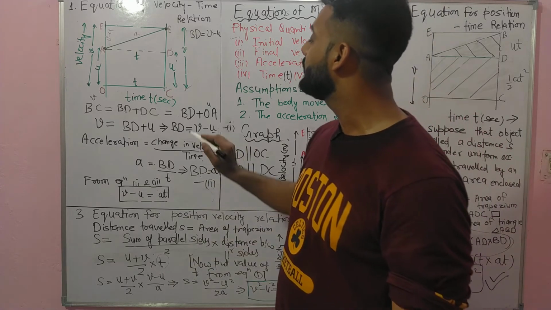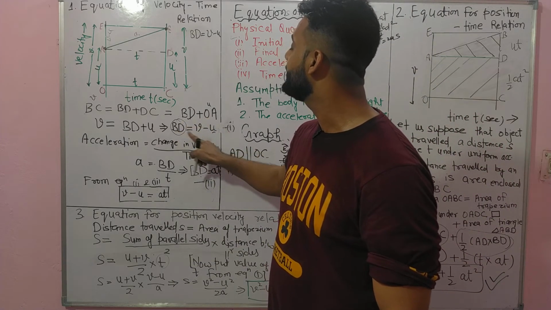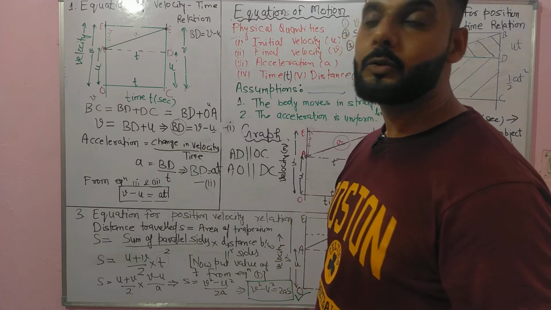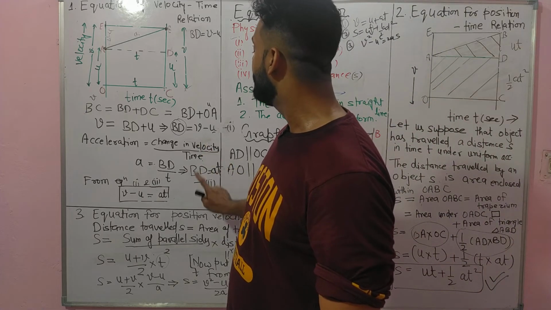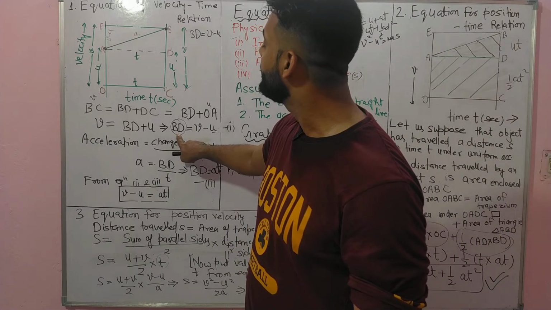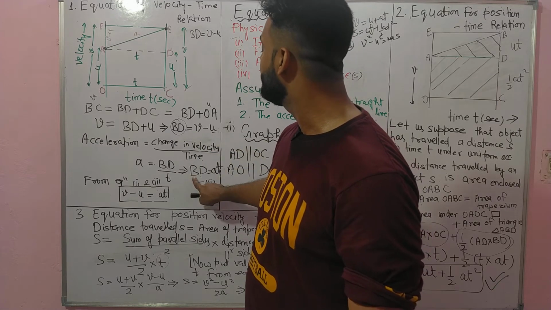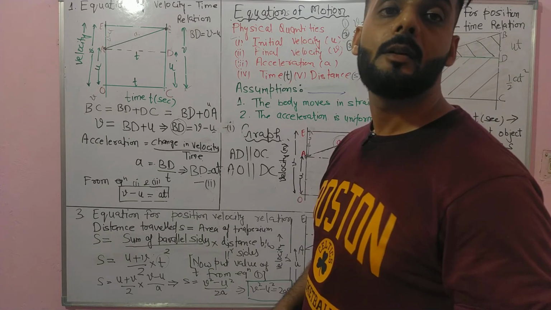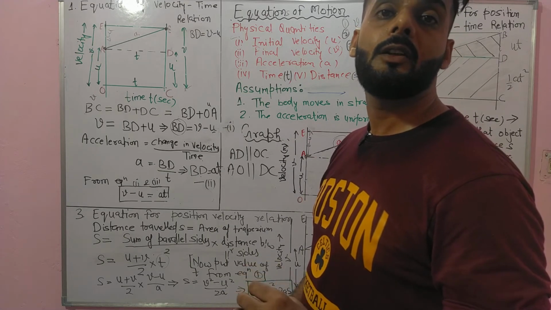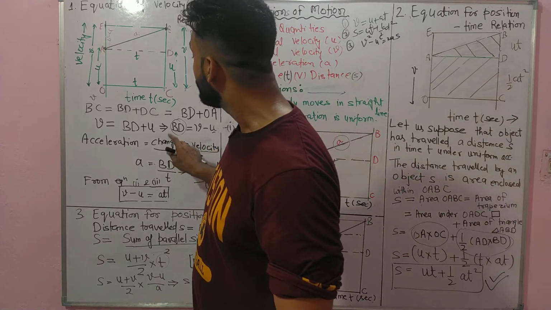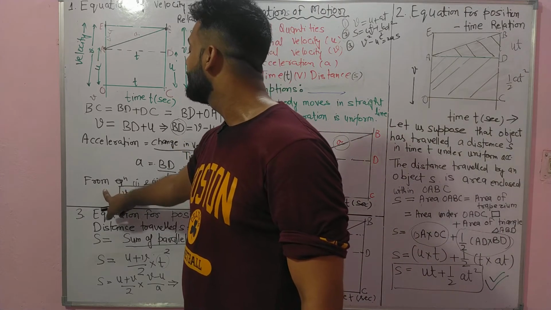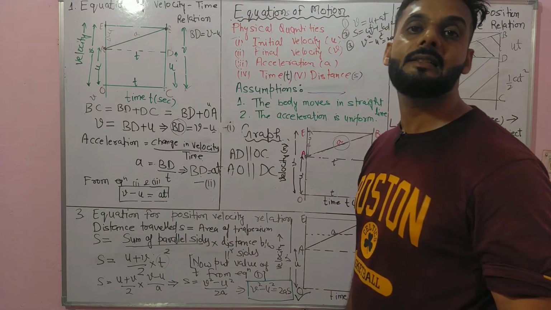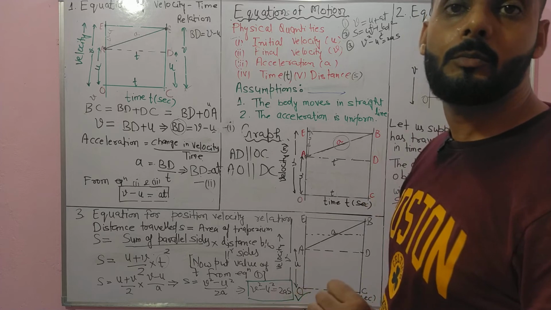Now we have two values of BD. First one is BD is equal to V minus U and second one is BD is equal to at. Now from equation 1 and 2, we can equate both the equations because both have the value of BD. So we have V minus U is equal to at. This is our first equation of motion.